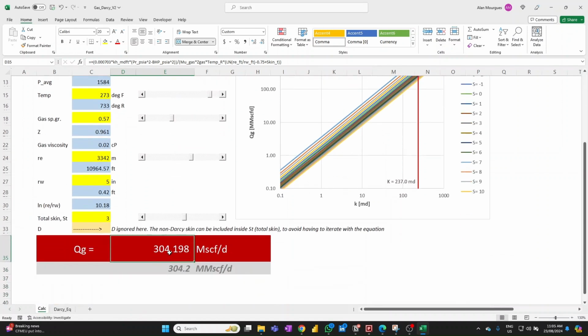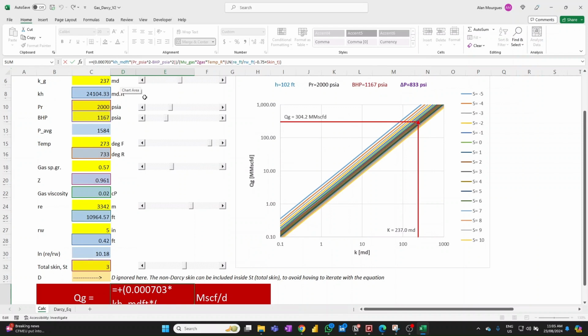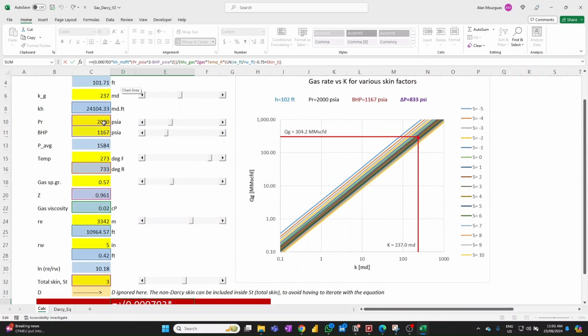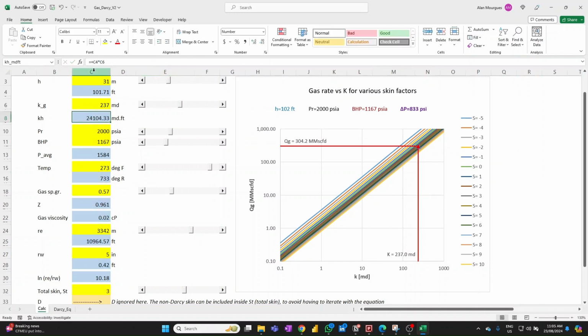Now, if you go to this cell where the gas rate is calculated, you notice the expression here, and some cells are not referenced by their typical Excel coordinates. They actually are referenced by their names. Not many people are aware of this, but in Excel you can actually name cells. For example, this cell here, if you click over it, it's not named C8 as any other cell would be named, like E13 or E16, or A6. This cell is called KHMDFT because I named it with that name.